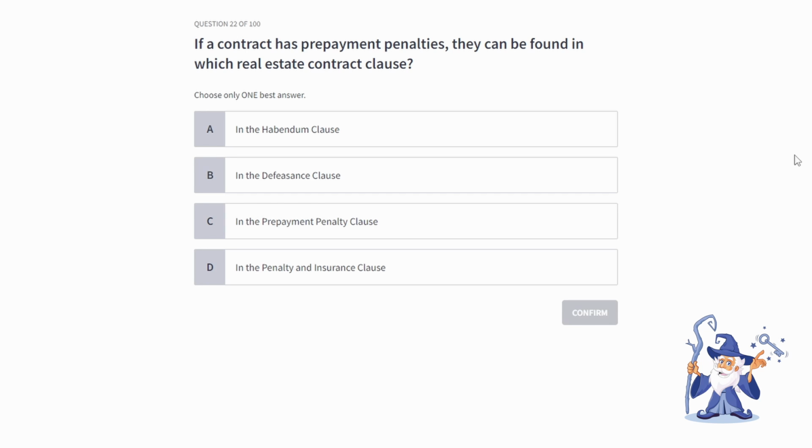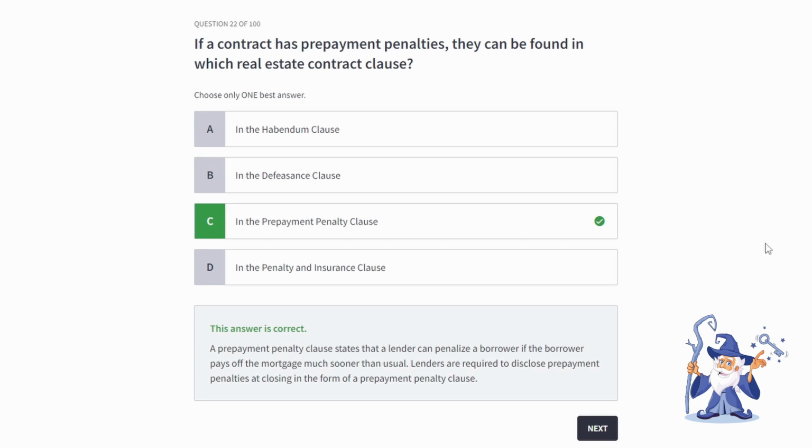Okay, so what is the correct answer for this one? Well, this isn't one of those don't overthink questions. Obviously, prepayment penalties are going to be in the prepayment penalty clause. C is your answer. So what does that clause state? Well, it states that a lender can penalize a borrower if the borrower pays off the mortgage much sooner than usual.